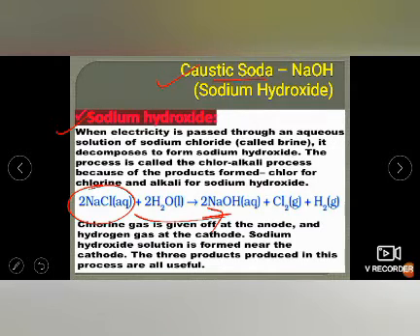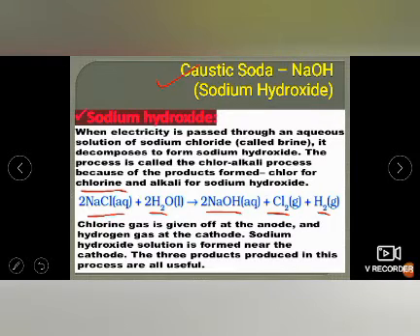The process is called the chloralkali process. The name of this process is the chloralkali process. Why? Because chlorine is converting into alkali, and alkali is a water-dissolving base. You have studied this in the same chapter. So the product is formed, chlor from chlorine and alkali for sodium hydroxide. Okay. The reaction is very simple. NaCl will react with H2O to give NaOH, H2 and Cl2.